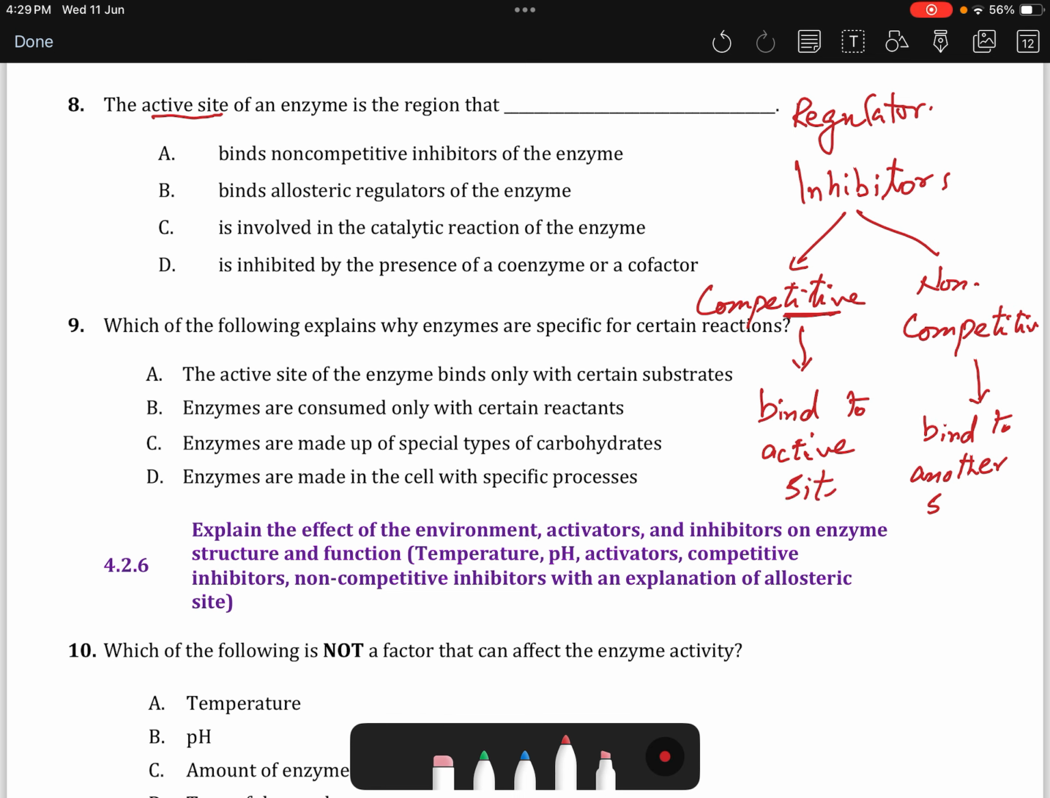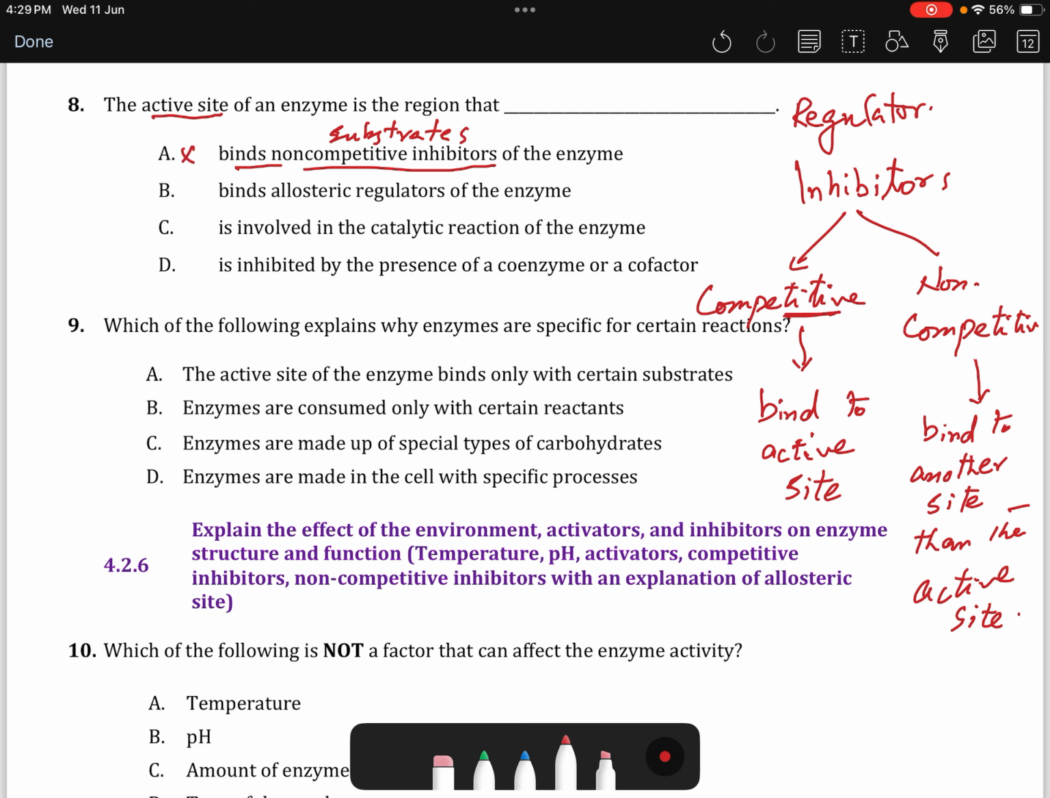Active site. And the non-competitive binds to another site than the active site. So the enzyme may have another site where the non-competitive inhibitors can bind. Anyways, coming back to the question, the active site of an enzyme is the region that binds non-competitive inhibitors to enzymes? No, it binds not non-competitive inhibitor, it binds substrates. Okay, it is for the substrates, so this is wrong.